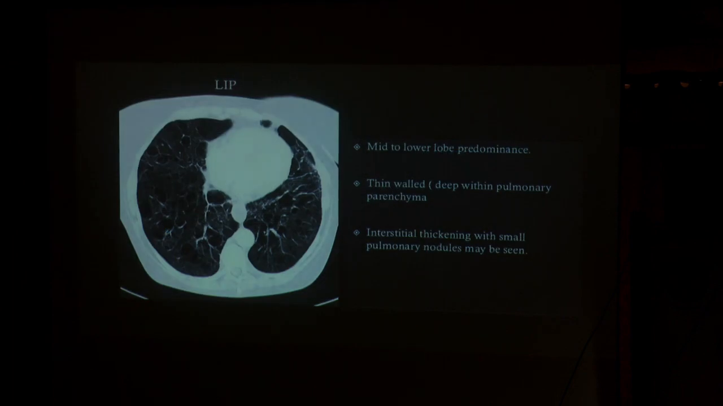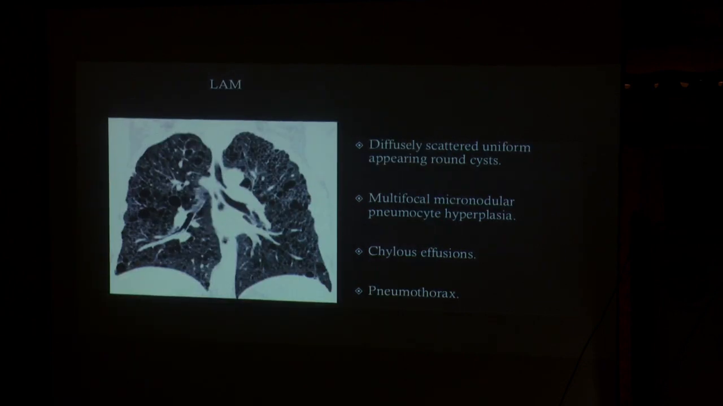I'll give you a set of points for differentiating each. In LIP, it is usually associated with Sjogren syndrome, and it is more mid and lower zone predominant with thin walled cysts with interstitial thickening and nodules. Coming to LAM, usually the cysts are uniform sized and diffusely scattered. It is associated with tuberous sclerosis, and we can also see multifocal micronodular pneumocyte hyperplasia, which is seen as multiple tiny nodules. Usually these nodules are less than 10 mm in size, and we can see chylous effusions with pneumothorax.